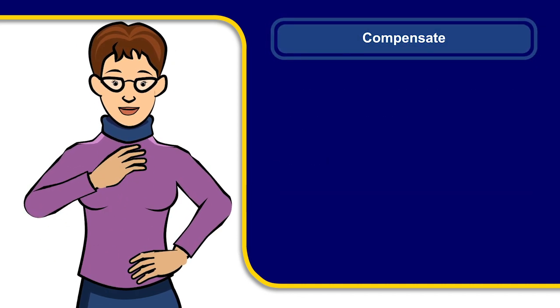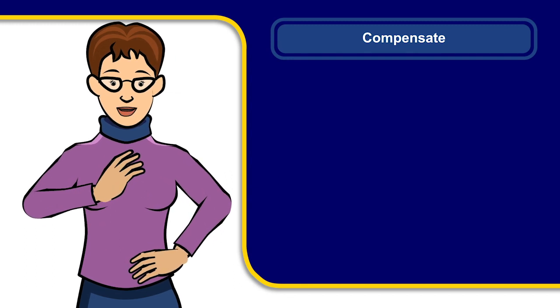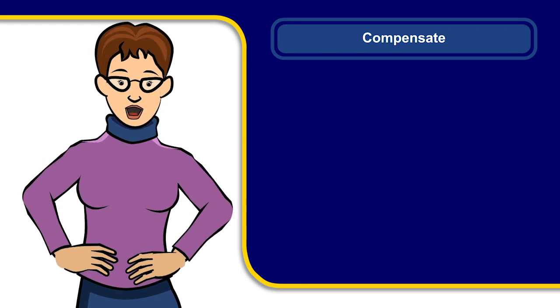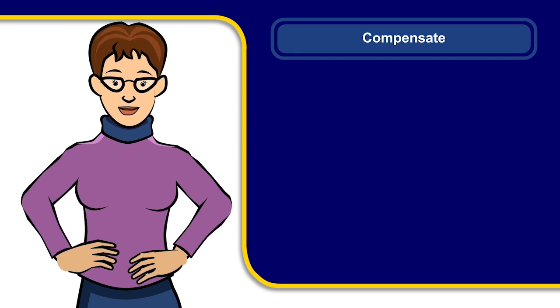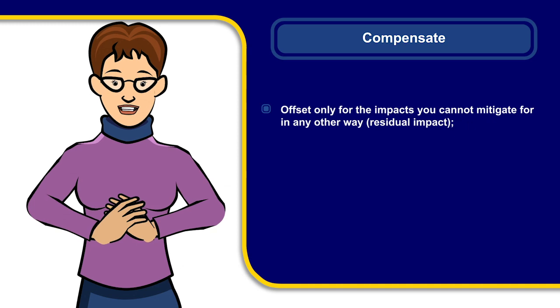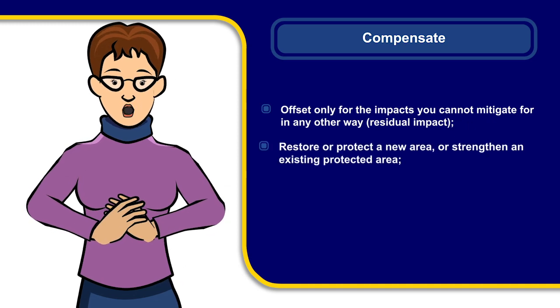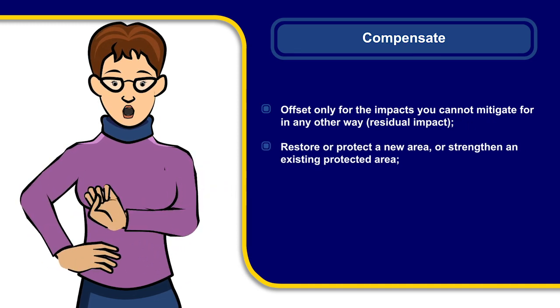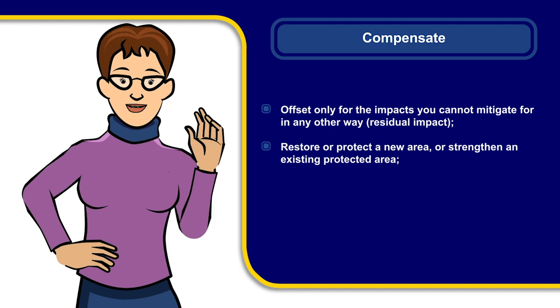Compensation is the last step of the mitigation hierarchy, and perhaps the most complicated and controversial. In English, we use the words compensation and offsetting interchangeably. Compensation action usually comprises the restoration or protection of a new area or the strengthening of an existing protected area.